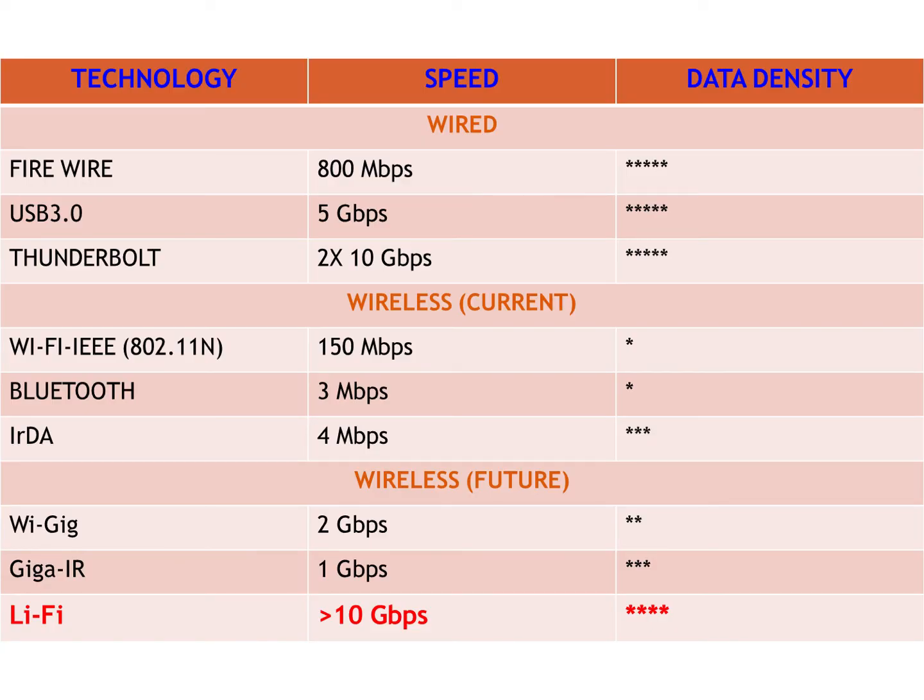In this sheet, we can observe the various technologies that are used to transmit data. Li-Fi happens to be the fastest network ever, but it is only theoretical for now. But in the near future, it is going to be commercialized.